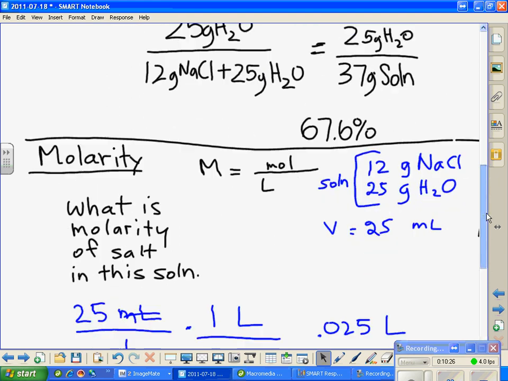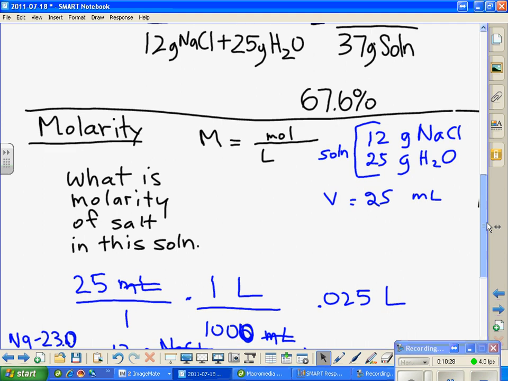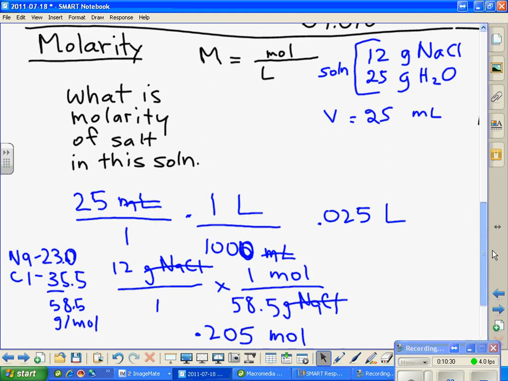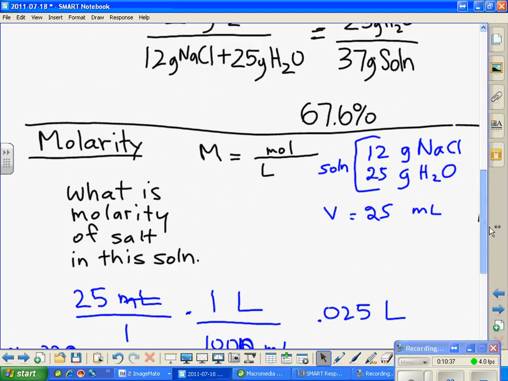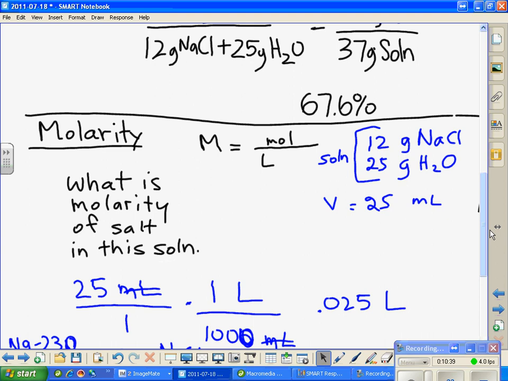Now down here, the problem was quite different. This time we were asking for molarity, and in molarity, we have moles over liters. And so the first thing that had to be done is we had to find how many liters we had, represented by the 25 mils, which was the given volume.